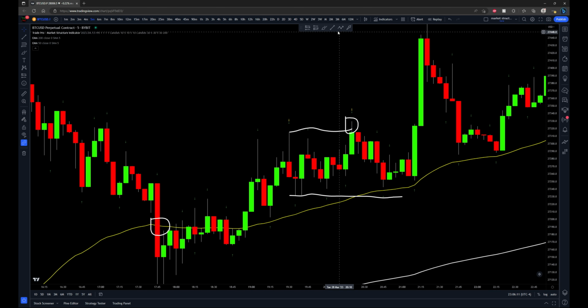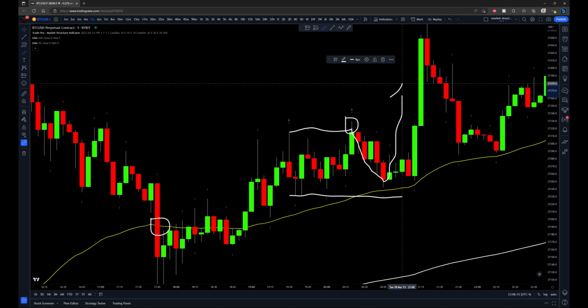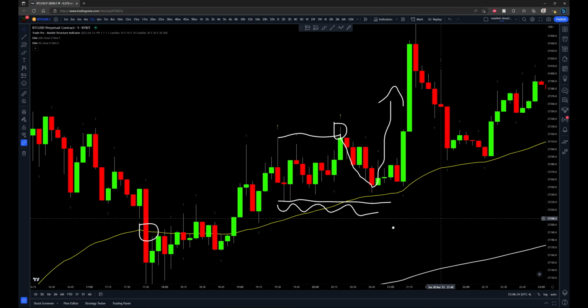So we get the break right here. So we're looking to long this pullback and then look for this continuation move to the upside and looking for a higher low to not take out down here. So that's what we see. Breaks to the upside right here, intermediate term structure bullishly broken, and then pullback and follow through to the upside. So that's what we want to see. This one would be classified as a success.